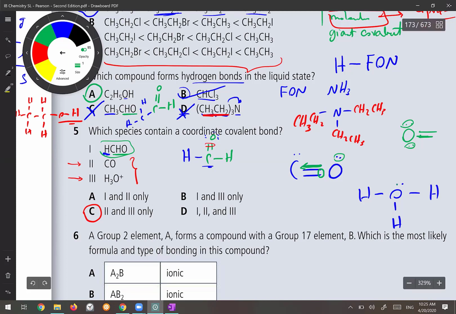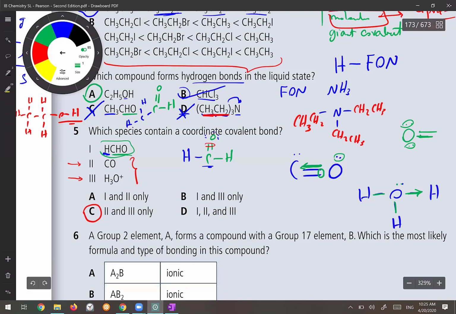Same thing here. Oxygen has only 1 lone pair, and it not only has 2 shared electrons, but it has 1 extra bond. So this shows that the extra lone pair is shared with hydrogen. So this is the covalent. This is the coordinate bond or dative bond. So the answer becomes C. Yes. Could you explain HCHO again? I did not understand. Okay.